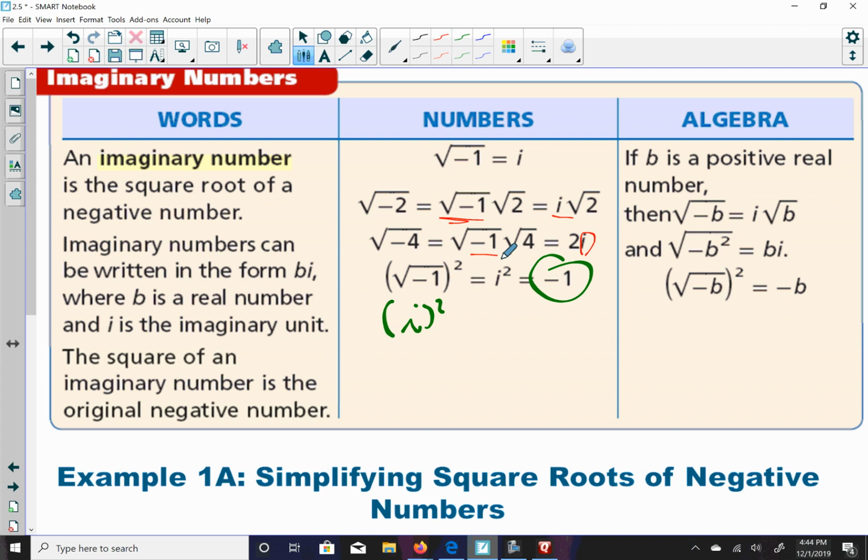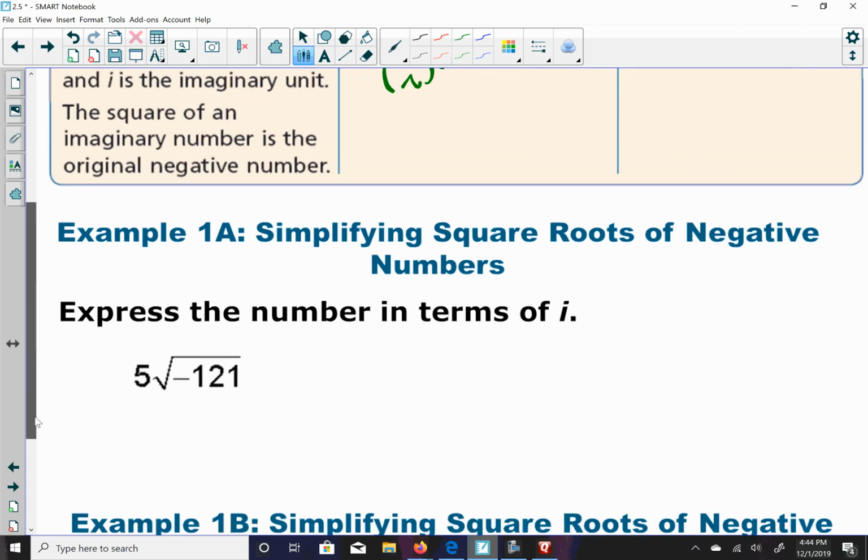So to recap, if I take the square root of any negative number, I'm going to make it i times the square root of that number made positive. If I take the square root of a negative perfect square, it's just going to be b times i. And if I take the square root of (-b) squared, it's just going to be -b. So let's see how that works with real numbers.